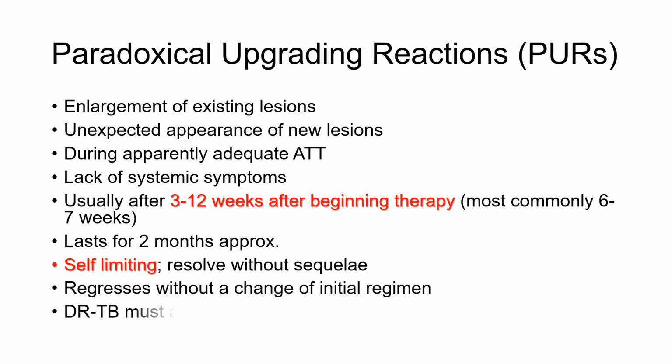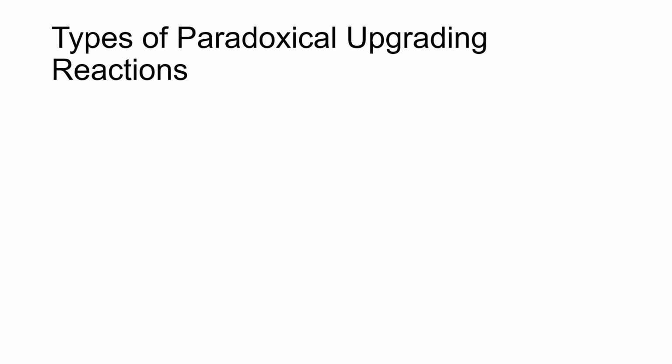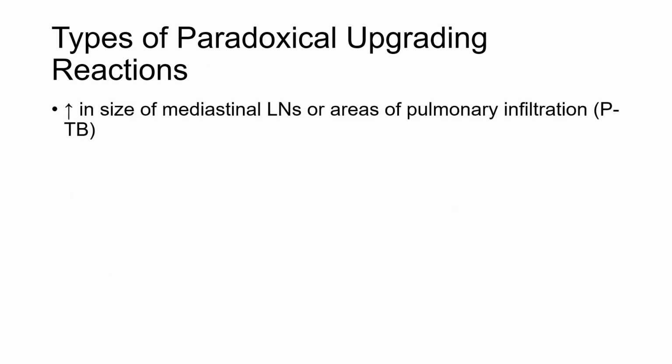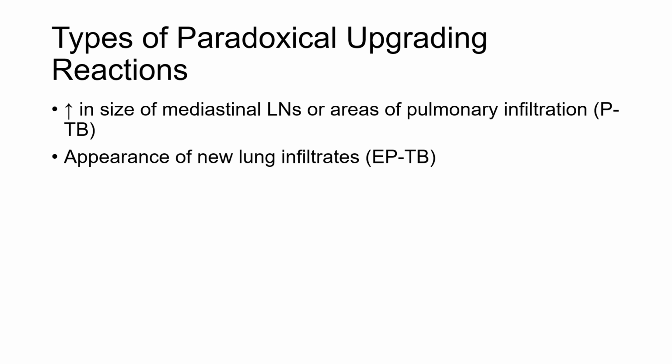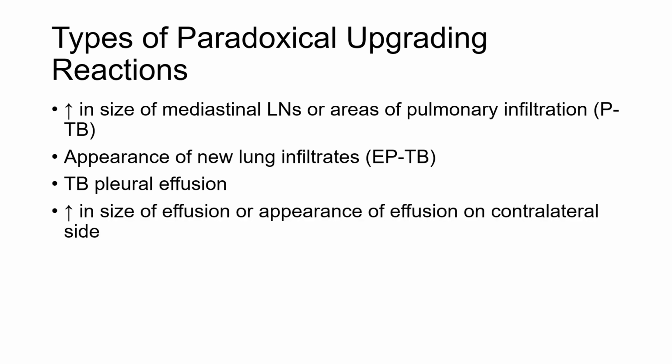So what are the various paradoxical upgrading reaction types that may happen? First, it may manifest in the form of increase in size of the mediastinal lymph nodes or areas of pulmonary infiltration. That means suppose a patient had pulmonary tuberculosis and the patient, due to some reason, is suffering from paradoxical upgrading reactions, it may manifest as increase in size of the mediastinal lymph nodes or increase in areas of pulmonary infiltration than before. It can also manifest in the form of appearance of new lung infiltrates. For example, in extrapulmonary tuberculosis, it can also manifest in the form of tubercular pleural effusion or increase in size of effusion or appearance of effusion on the contralateral side.